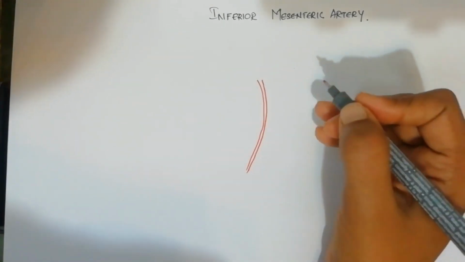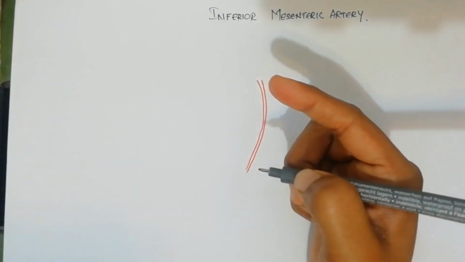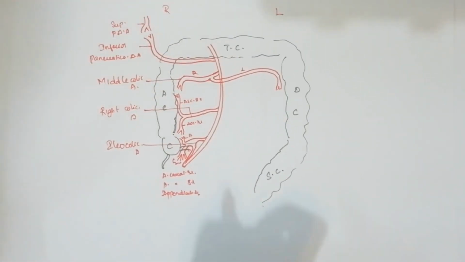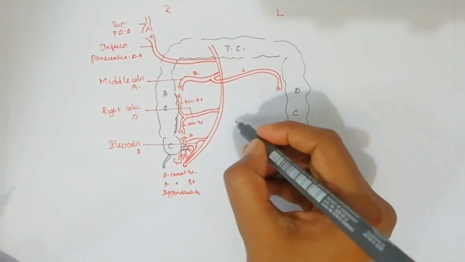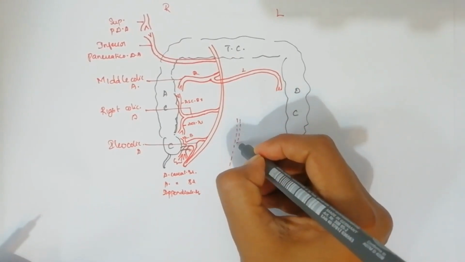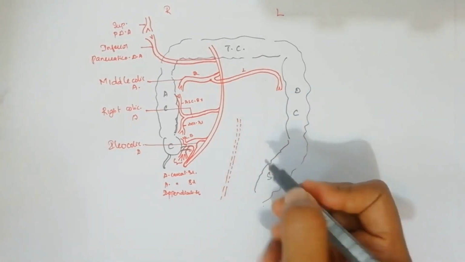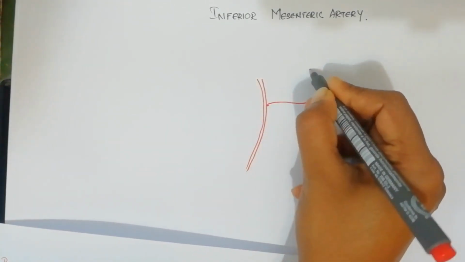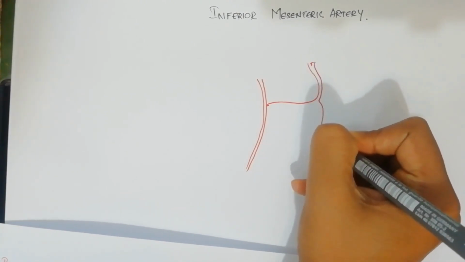One is for the colon. We dealt with the middle and right colic arteries in the superior mesenteric artery. In this image you can see the middle and right colic arteries, and the inferior mesenteric artery arises somewhere from here. It gives a branch from the left side, the left colic artery, which again divides into ascending and descending branches.